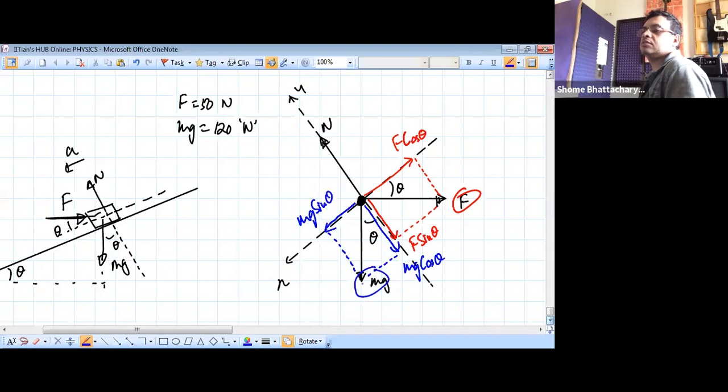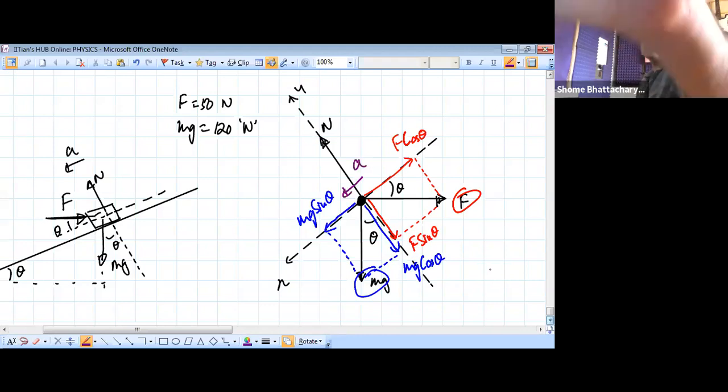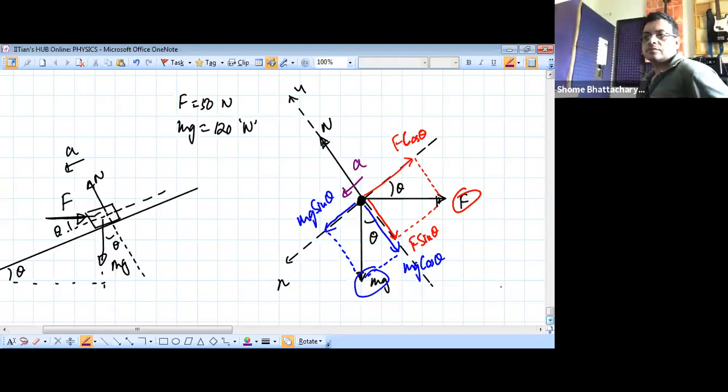So mg is resolved. This is the critical step in this problem actually: showing the forces properly in the free body diagram so that we don't mix up the angles, and then being able to resolve the forces. Now, under the action of all these forces, what is happening? The body is accelerating along the x-axis, like this. I'll just verify the answer with it.